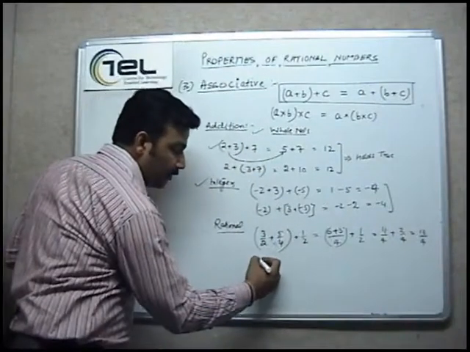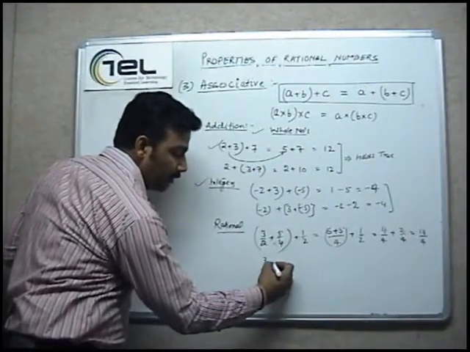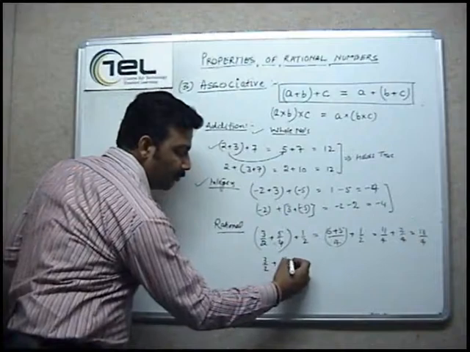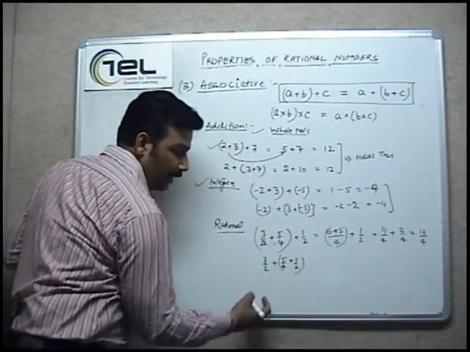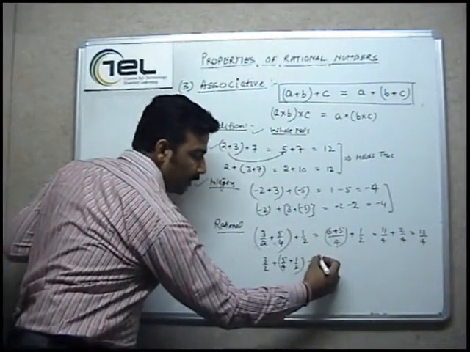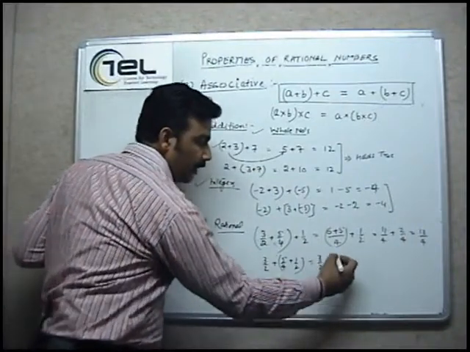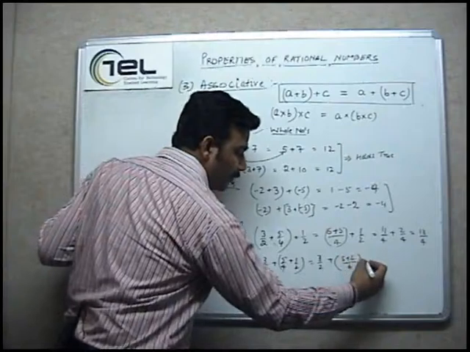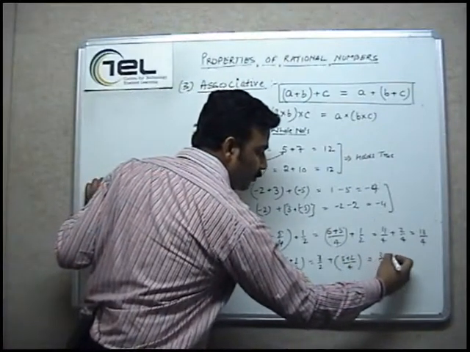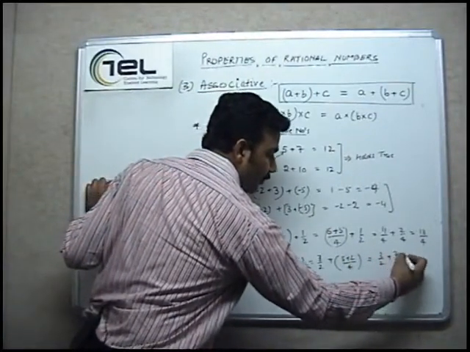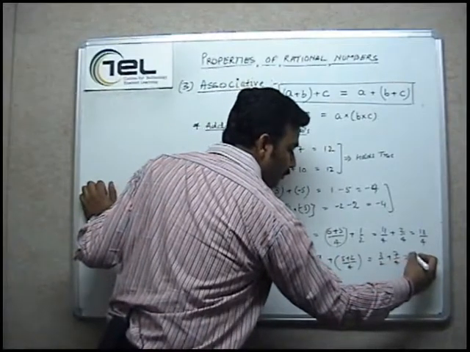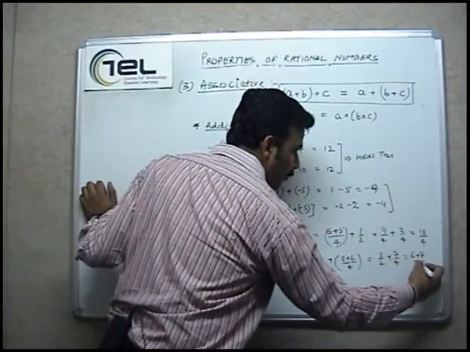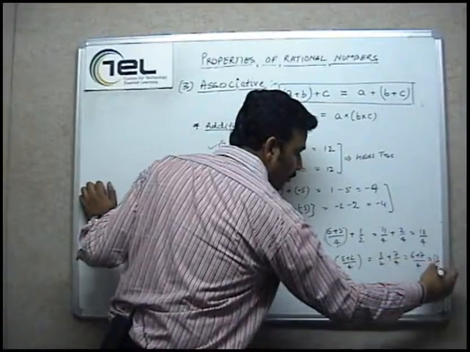Again, if I come to the other part of this, it will be 5 over 4 plus half. Add these two first, and I will have 3 over 2 added with 5 plus 2 over 4. It is nothing but 3 over 2 plus 7 over 4. It will give you 6 plus 7 over 4, which gives 13 over 4.